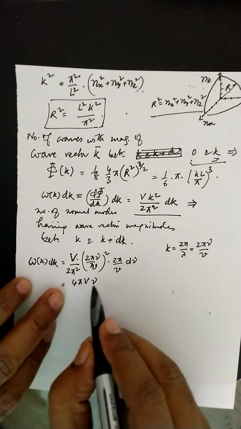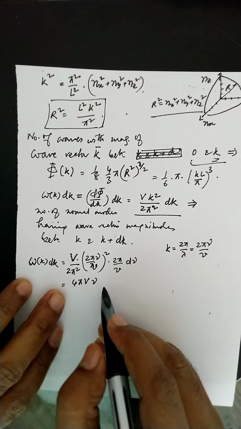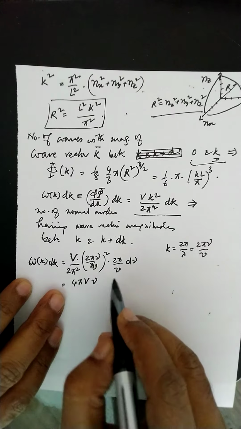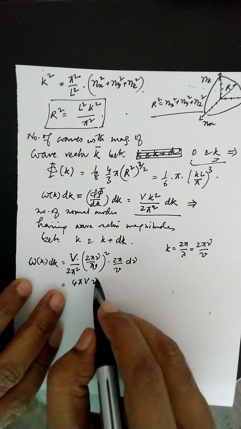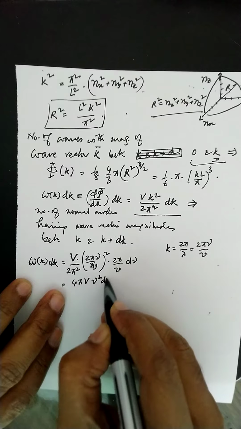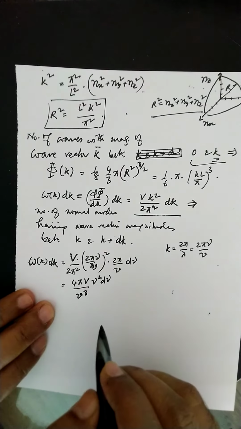So it got 4 pi v nu square, 4 pi v nu square d nu by v cube. I think that is what it is.